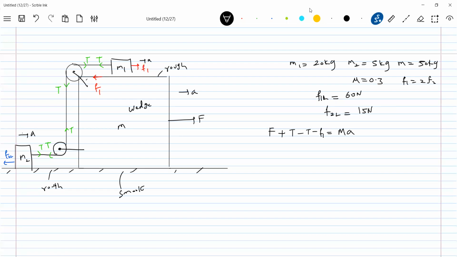Okay, fine. So two pulleys are there, no? So whatever force acts on the pulley also acts on the wedge. Vertical forces are neglected because we are discussing motion along the x-axis here. This is on the wedge. You write it here. And then for the block, F1 minus T equals M1A. Then T minus F2L equals M2A.